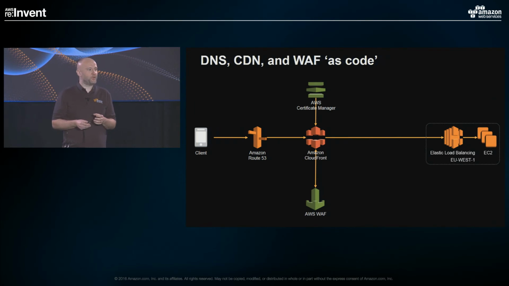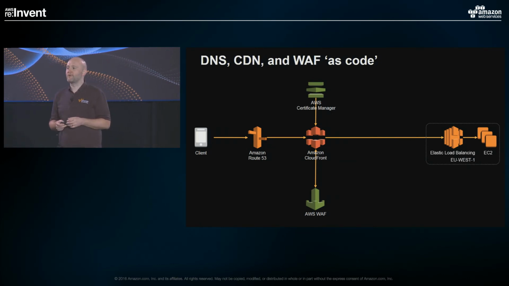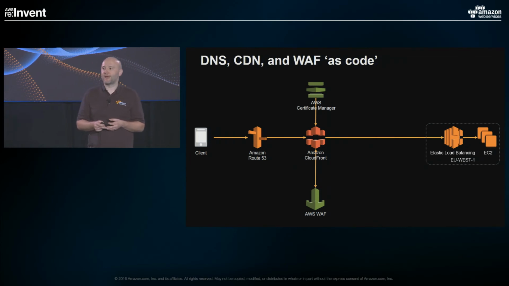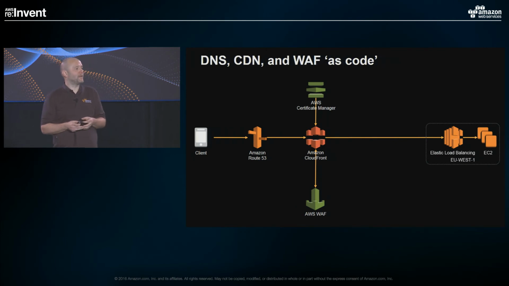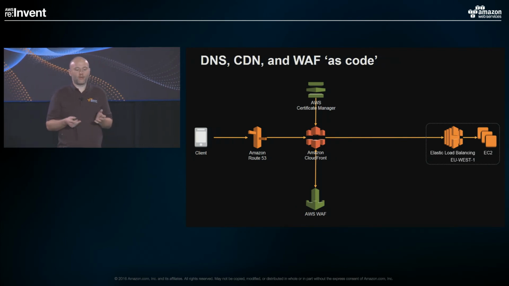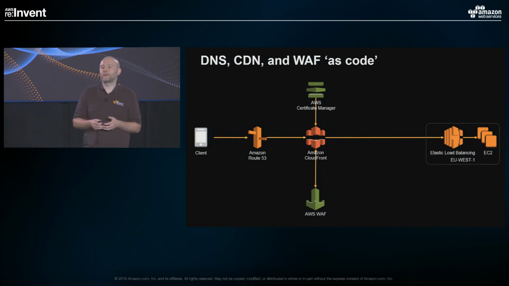So it's your CDN, your DNS, and your WAF as code. This is giving you a very basic, let's say version 1 of your application. You've got the client on the left-hand side. You're using Route 53 to provide a domain name with which they can connect to the Amazon CloudFront distribution, using AWS Certificate Manager to manage your TLS certificates. With AWS Certificate Manager, you can create the certificate and it will deploy that onto your CloudFront distributions. It will also manage the renewal process as well.